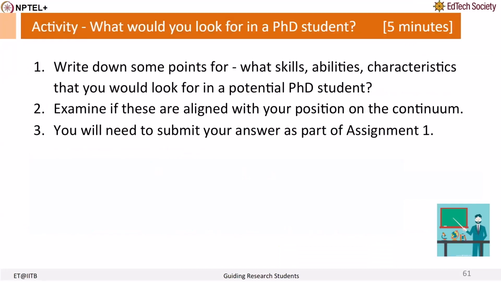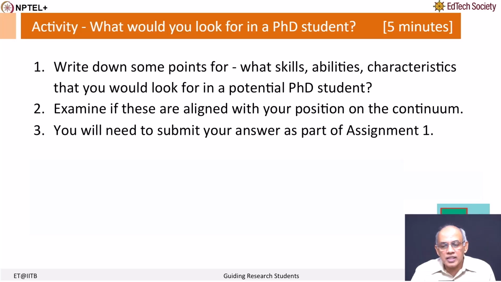Now let's talk about what you would look for in a PhD student. Once again, this is a 5-minute activity. Write down some points for what skills, abilities and characteristics you would look for in a potential PhD student, and then examine if these are aligned with your position, right? That is the key thing, that your student and you have to be aligned on the continuum.